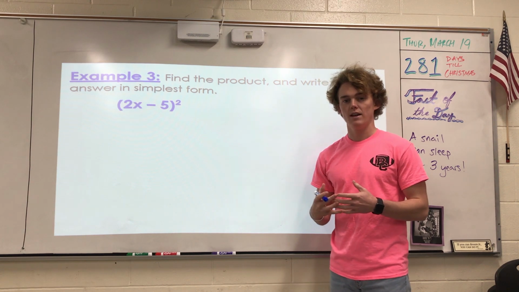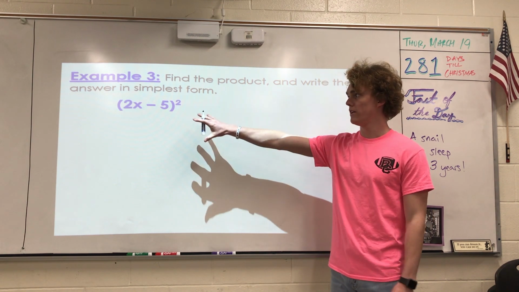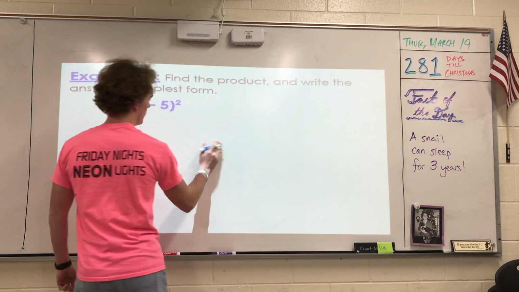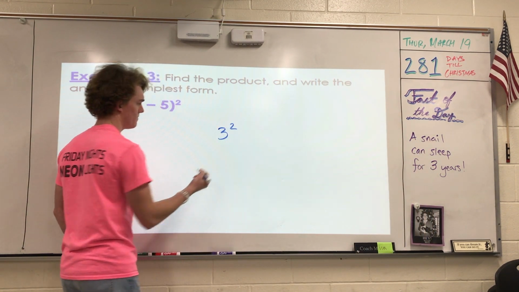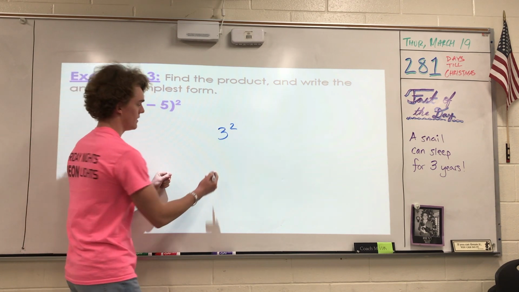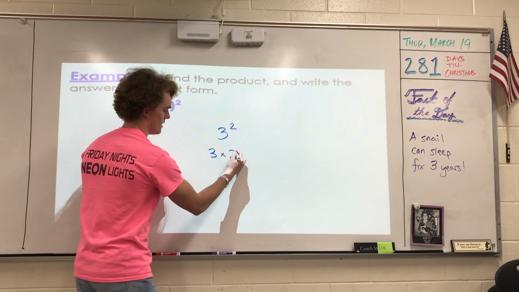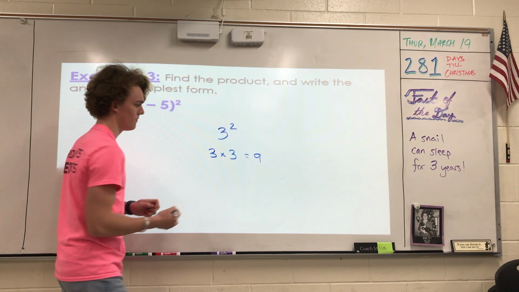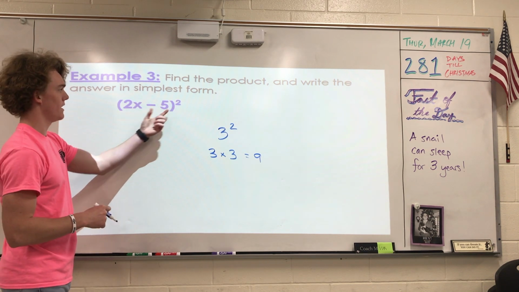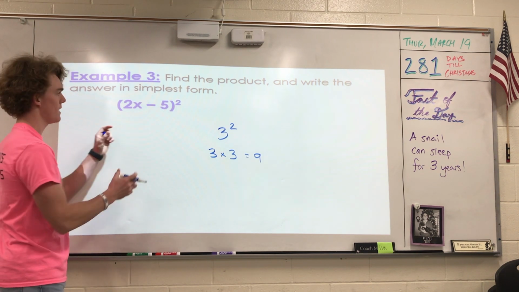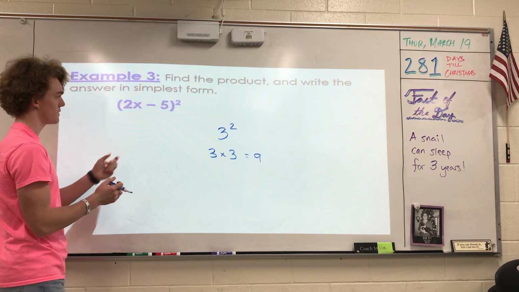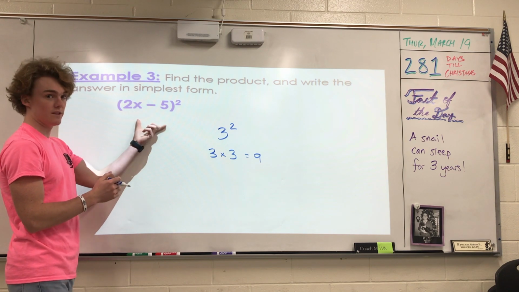Lastly, I want to point out, sometimes when we're multiplying two binomials, it may be written out like this. So I want you to think, if I have 3 squared, that means I'm multiplying whatever's right here by itself. So this is the same thing as 3 times 3. So you need to think the same way when you're squaring something in parentheses, right? What we're going to do is multiply this by itself. That's what it means to square this binomial, to square this thing in the parentheses.